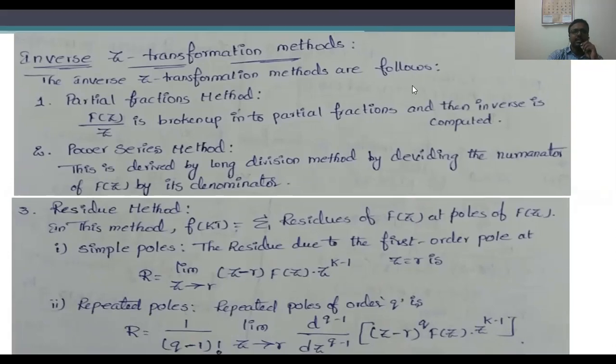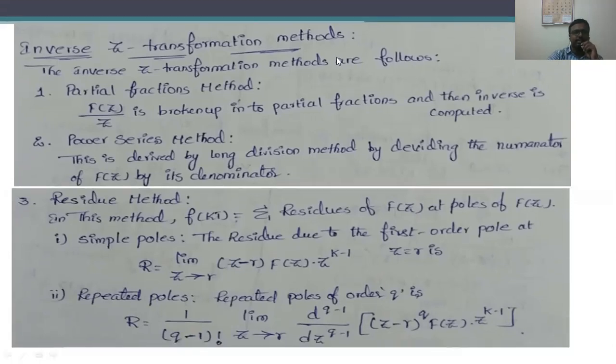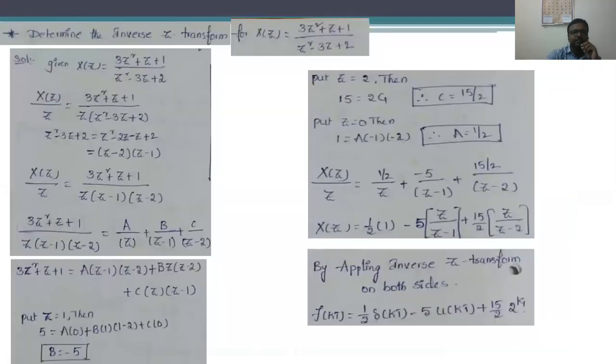So for calculating that, we have the three different methods. One is the partial fraction method, second one is power series method, and third one is residue method. And the power series method is also called the long division method. It's a normal division of numerator and denominator. Initially, we will see the problems regarding the inverse Z transformation based upon the partial fraction method.